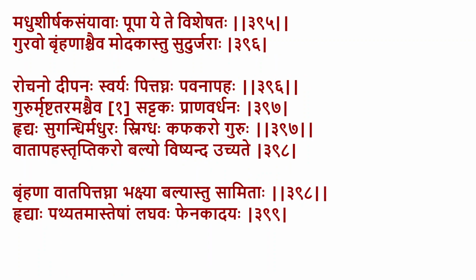Then मधुशीर्षक संयावाः पूपाः एते विशेषतः गुरवो ब्रह्मणश्चैव मोदकास्तु सुदुर्जराः. The pupa and modaka are two different varieties of preparation. Pupa is where the fried substance is soft and has some space, something like the puri, where you will have that air content or gas content in it, with multiple layers. Modaka is a fried substance where there are no such layers; it becomes firm.